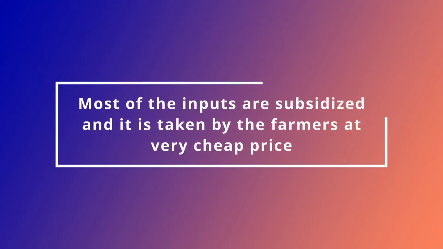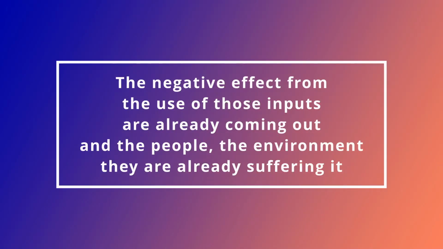But it is also true that if most of the inputs are subsidized and taken by the farmers at a very cheap price, they may not use them properly, and there may be some misuse. It is already seen that pesticides and fertilizers, which are chemicals, are not used in a proportional and proper way, and that is why the negative effects from the use of those inputs are already coming out, and the people and the environment are already suffering. So it doesn't mean that everything should always get subsidy.